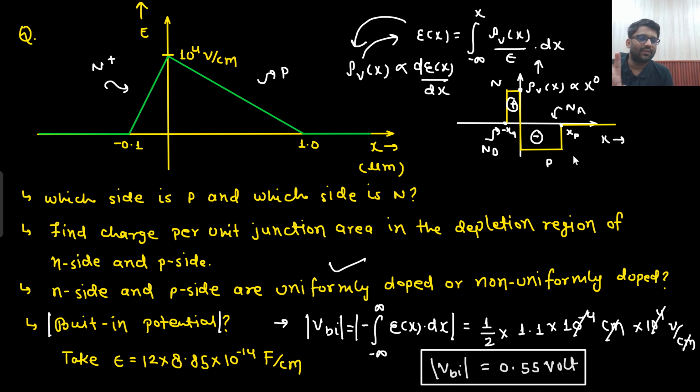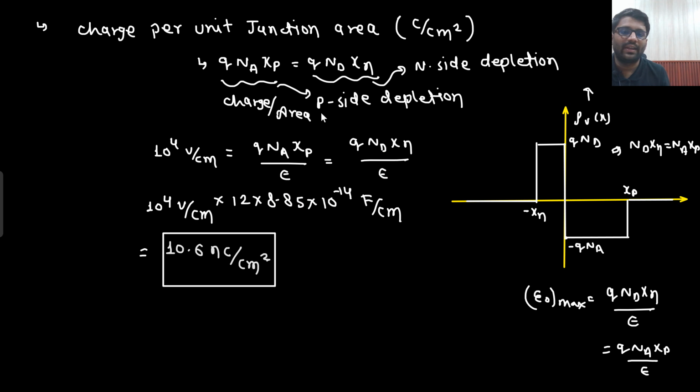Now the second question was a good question: find the total charge per unit junction area in the depletion region of N side and P side. That means from 0 to Xn, how much positive charge I am having. This is what they were asking. So QNA Xn, this much positive charge per unit area between 0 to Xn you would have. So QND Xn, not QNA Xn, QND Xn, which would be equal to QNA XP as well.